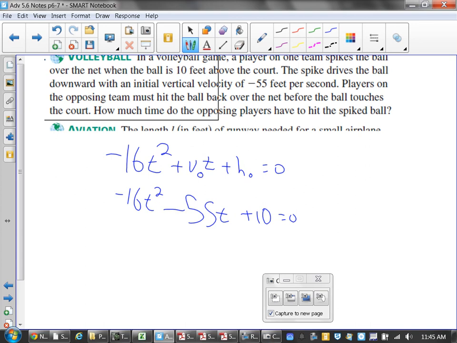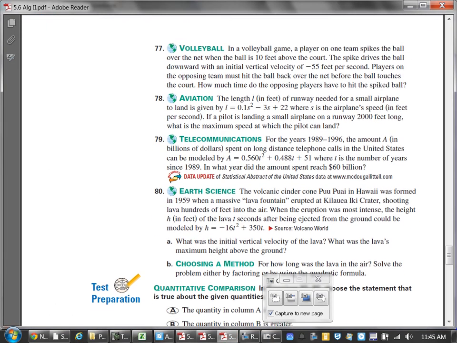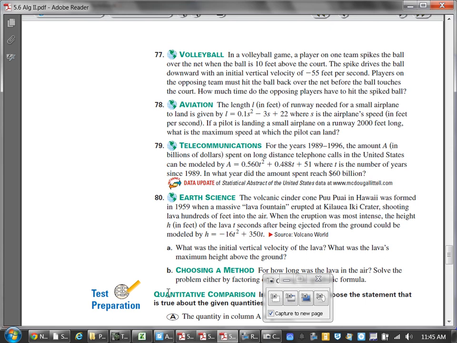Now, the other last ones that were thrown in there, they gave you the model. They gave you the formula that you were using. Okay. If I'm looking at the airplane one, they tell you that the S stands for the airplane's speed. The length is 2,000 feet. How fast can you go to equal 2,000 feet? So you just set the equation equal to 2,000, solve for S. You're looking for a positive S value. Okay? That's what you're looking to do.